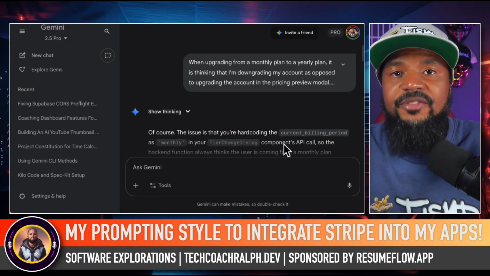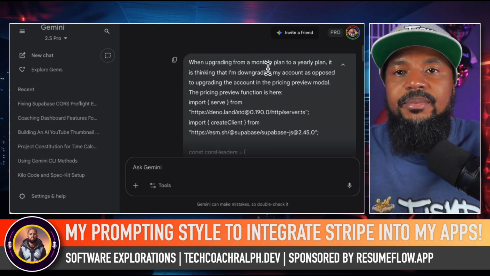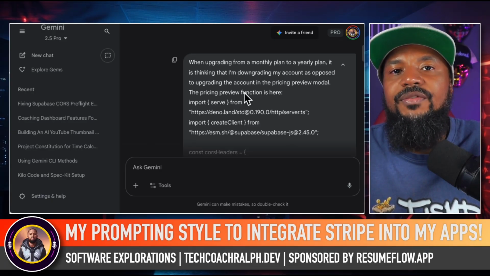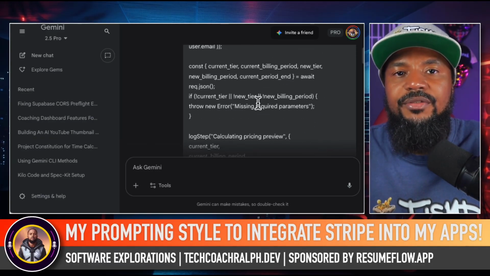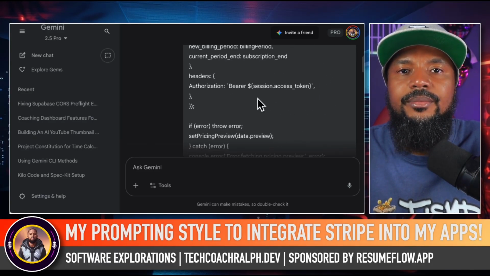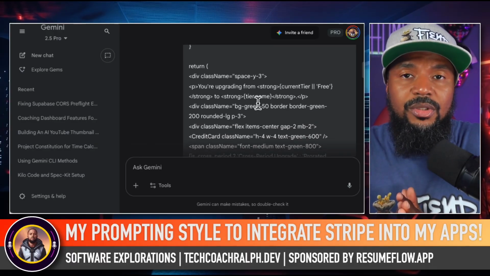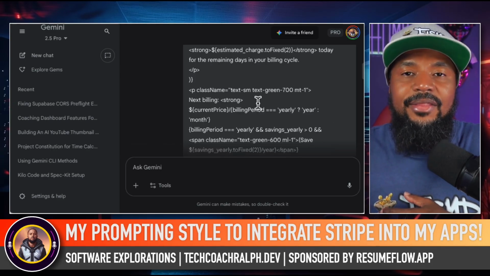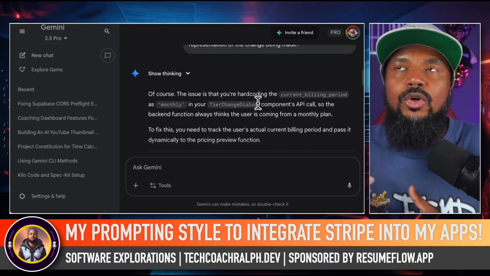So in another prompt of mine, I had, let me expand it: when upgrading from a monthly plan to a yearly plan, it is thinking that I'm downgrading my account as opposed to upgrading the account in the pricing preview modal. The pricing preview is here. So I gave the code of where the pricing preview is, right? We're going to scroll down. But the key thing is copy your code that's handling it into your large language model, and then it should give you the actual code on how to fix it, right?